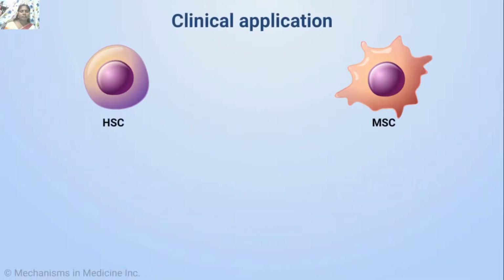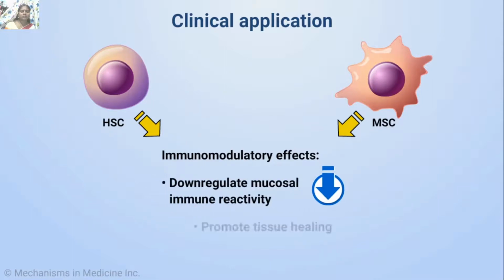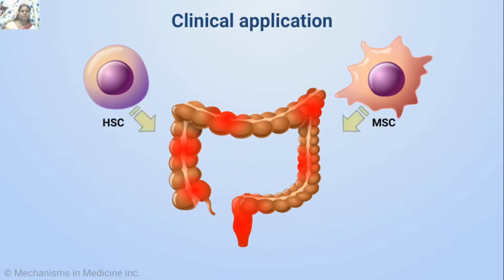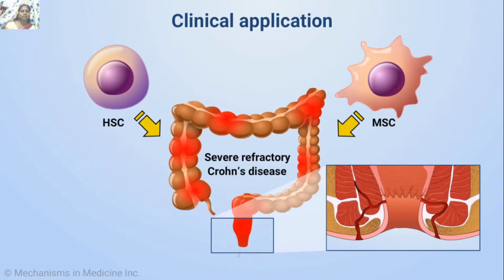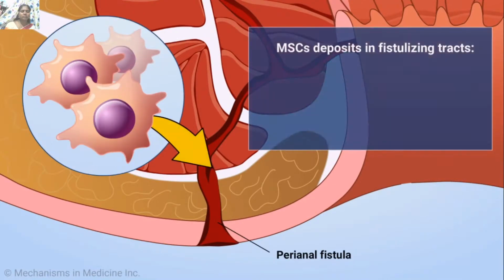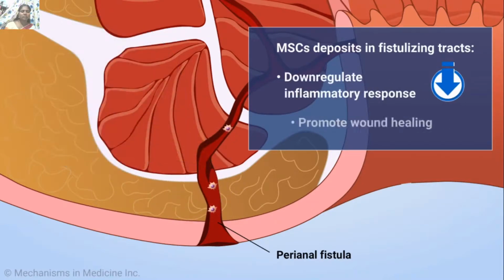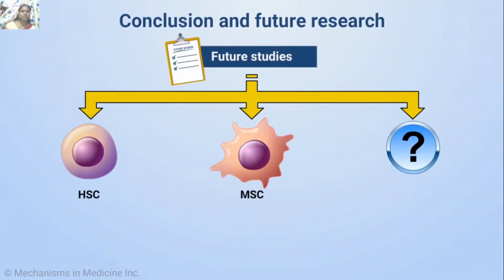Both HSCs and MSCs have immunomodulatory effects that can downregulate mucosal immune reactivity and promote tissue healing. Indeed, HSCs and MSCs have emerged as a promising therapeutic option for severe refractory Crohn's disease cases, such as refractory fistulizing perianal Crohn's disease. In perianal Crohn's disease, the objective is to deposit MSCs locally in fistulizing tracts to downregulate the local immune response and promote wound healing. However, future studies are necessary to fully decipher their complex cellular mechanisms.